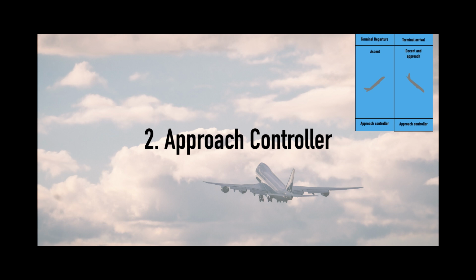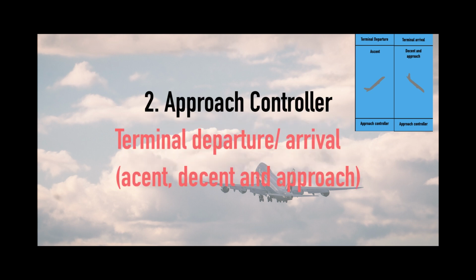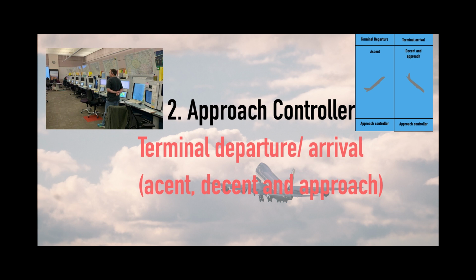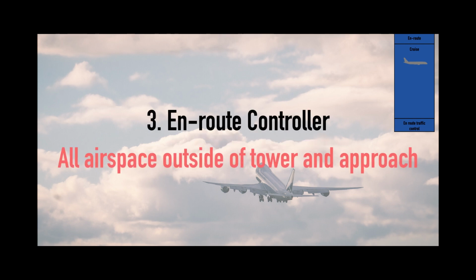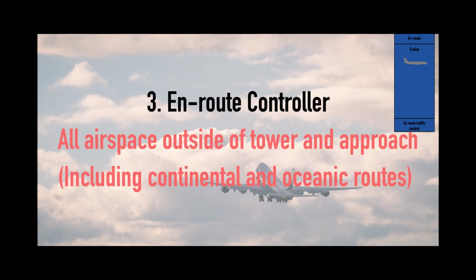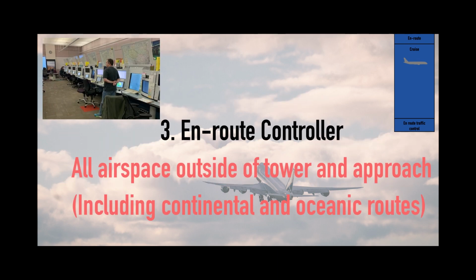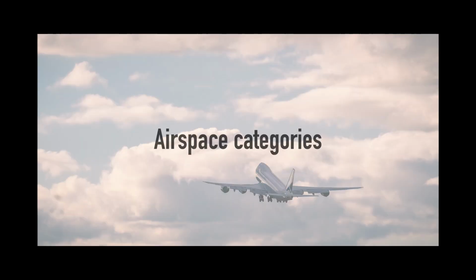The second one, approach controller. They are responsible for all terminal departure and arrival, such as ascent, descent, and approach. They are located at the control center. The last one, en route controller. They are responsible for all the airspace outside of tower and approach, including continental and oceanic routes. They are located at the control center as well. This is how ATC manage all the air traffic by dividing them into different phases. Isn't it cool? Let's talk about airspace categories.